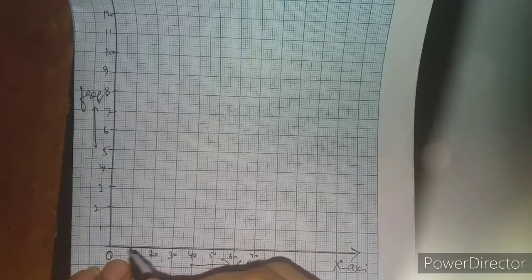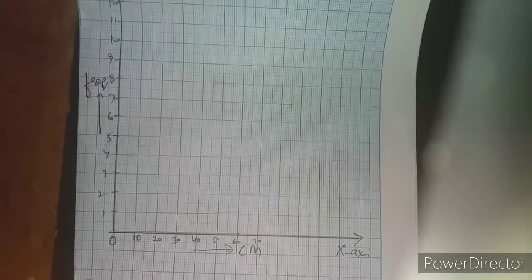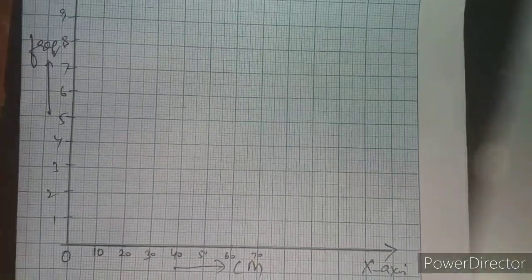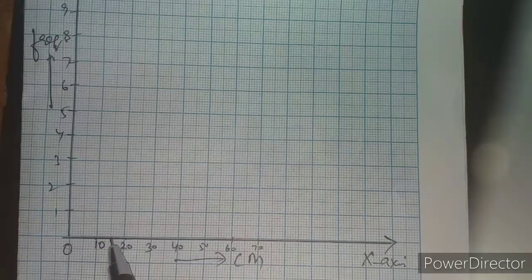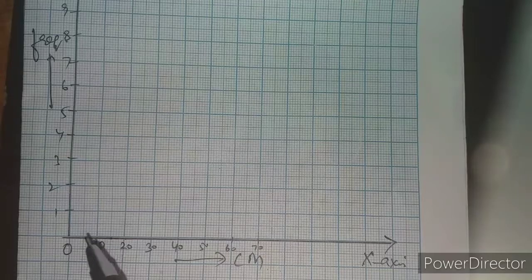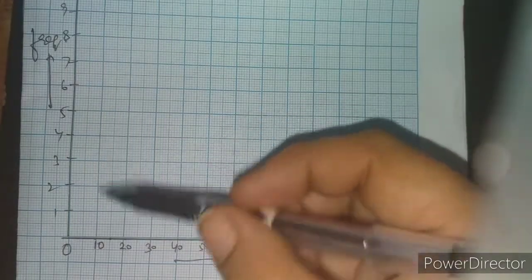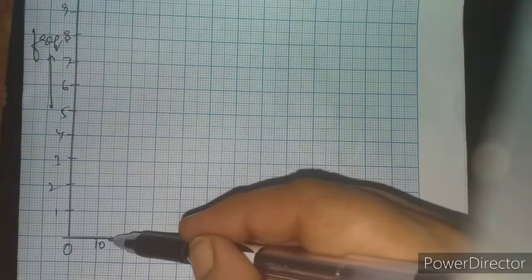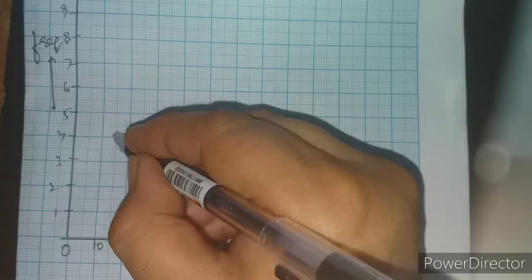In between 10 and 20 will be 15 here. Okay, in between will be here. I will show you a little closer view, right? See, 10 to 20 is here, and in between this little dim line it will be 15. Okay, so from 15 I have to go up because its reading was 4. So from 15 on x-axis and 4 on y-axis. So this will be my first point.